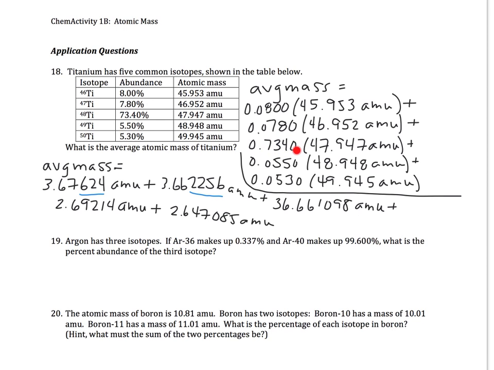In the next term, 0.7340 has 4 significant figures. This has 5, so our result can have 4. So I'm going to leave the 36.66 as significant and underline the 1.098. The last 2 terms are like the first 2. In other words, they're going to be limited to 3 significant digits. And so I'm going to just underline those.